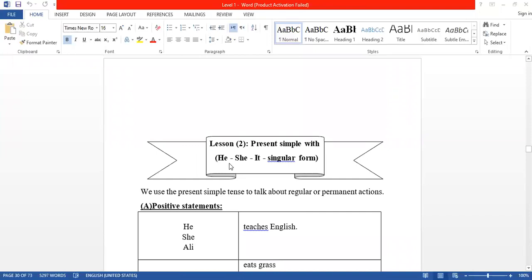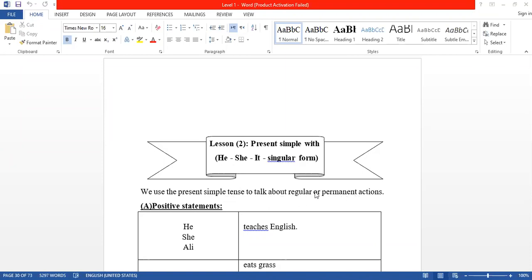And now we're going to talk about lesson two. Lesson two, simple present or present simple tense with he, she, it, and singular form. We are going to talk about this tense. First of all, when do we use present simple tense? We use the present simple tense to talk about regular or imminent actions.